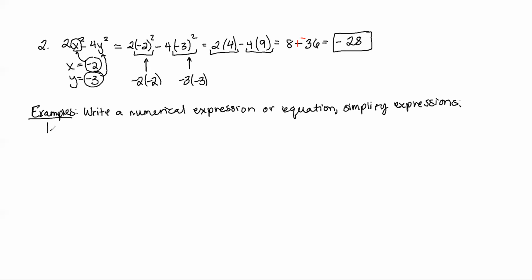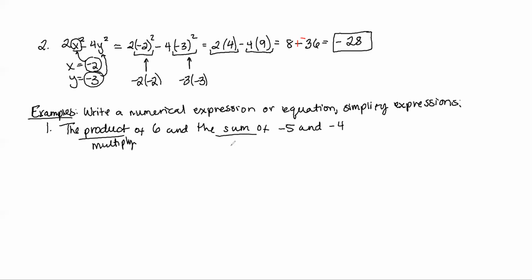So number 1, we have the product of 6 and the sum of -5 and -4. So let's go ahead and break this one down. Product means we're going to multiply.